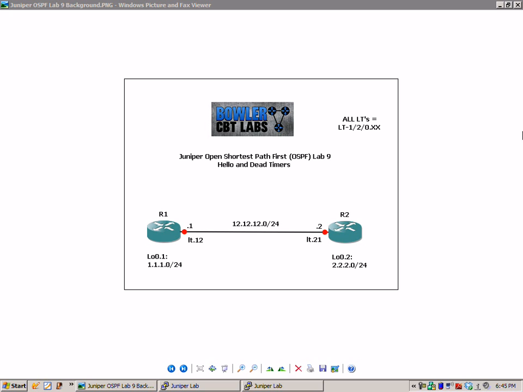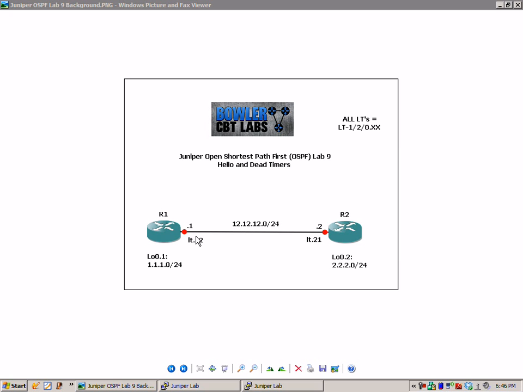So all logical tunnels equal lt-120.xx. What this means is for R1, when we configure router 1, the interface connecting R1 to R2, we will be doing the configuration on the lt-120.12. I've just shortened it here to make it easy for us to identify.